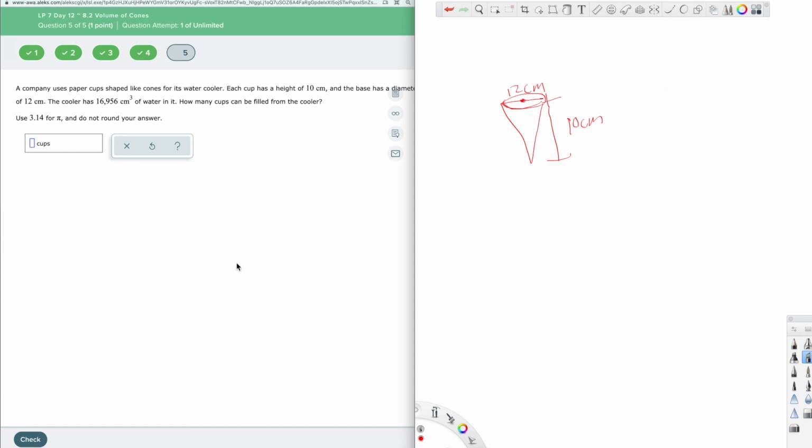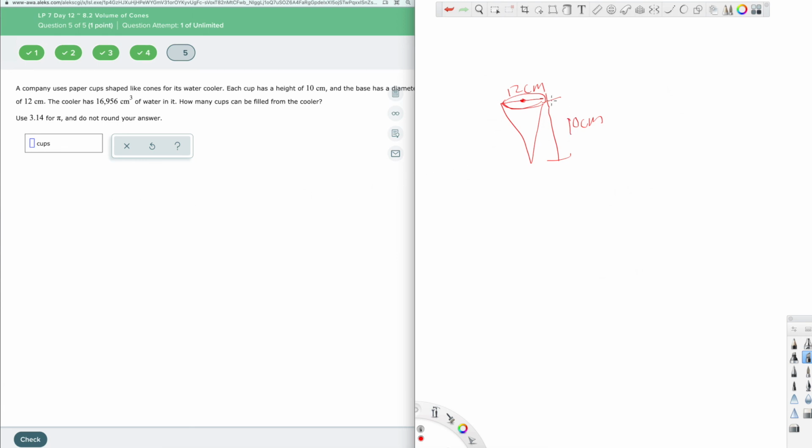So I need to know how much each cup can hold. If I filled it up to the tippy top brim of each one of these cups, how much can each cup hold? Then I can use that to divide into this to figure out how many cups it can fill. But I need to know how much is in each cup first. So I need to know the volume. So again, just be aware, pay attention to what it's asking you to find.